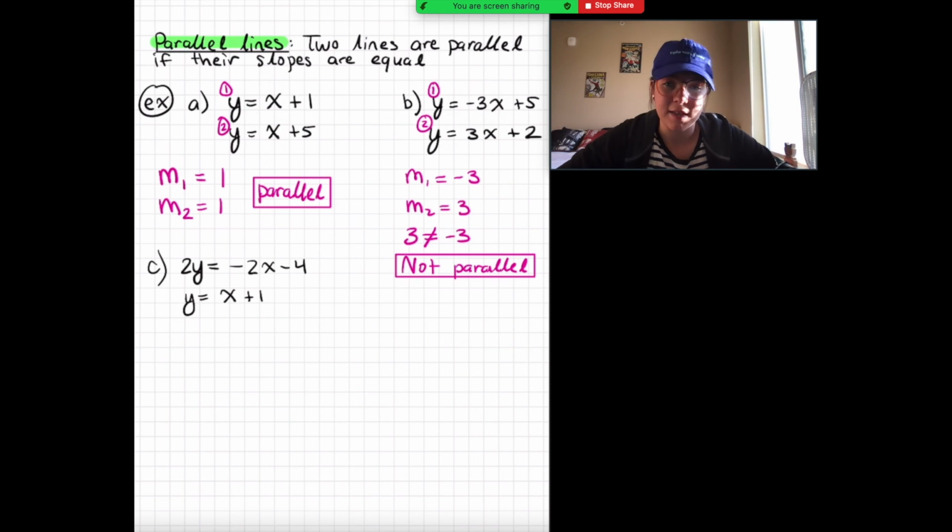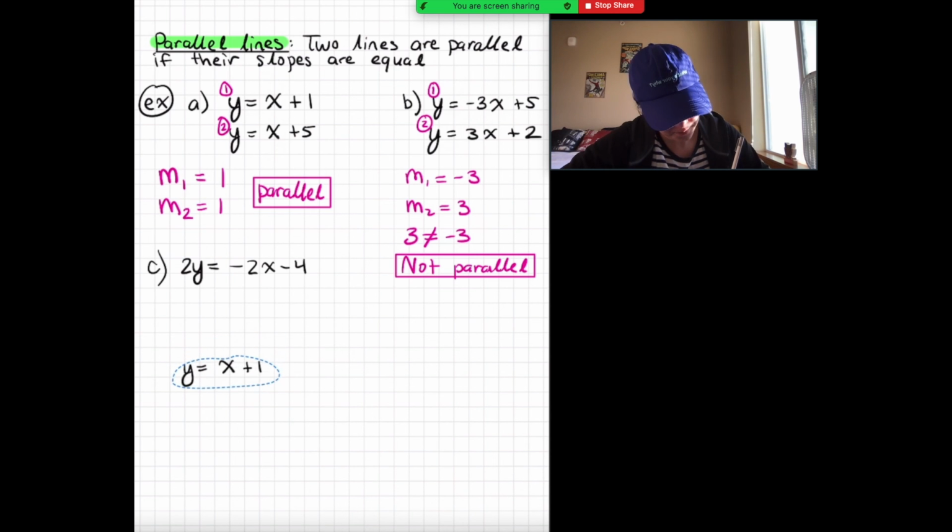For example C, I had to add another equation in there because I forgot to put a second one, so we couldn't answer the question if they're parallel or not. The first equation is not quite in slope-intercept form yet, since y isn't on its own. So we have to solve for y first. Right now, y is being multiplied by 2, so we have to do inverse operations. The opposite of multiplying by 2 would be dividing by 2. So we'll divide everything by 2.